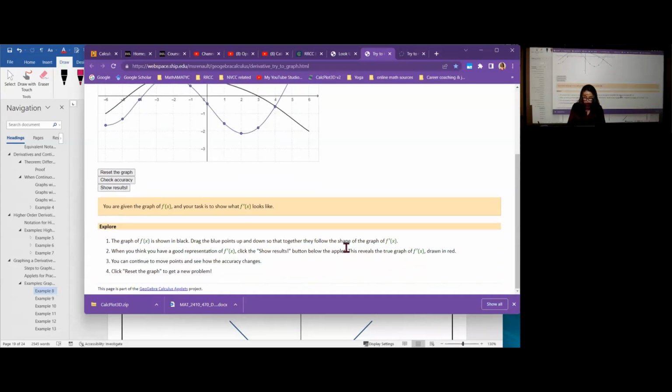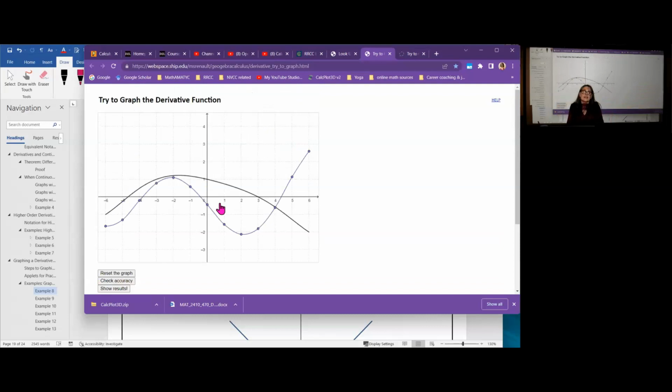What we want to do is take the function in black, which is the original function, and move the graph in purple by moving each of the dots to where we roughly think the derivative might be. Now, again, this is a guesstimate. I'm happy if your shape looks like the shape of the derivative, even if they don't match at exact points.